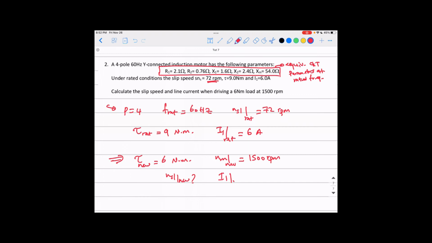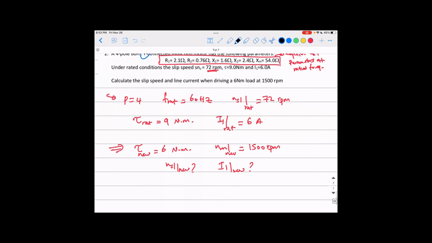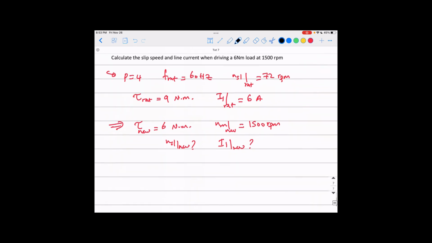I1 new. By the way, the line current shouldn't be I1, because I1 is basically the phase current. But for a Y-connected machine, which is by definition the connection of the machine here, the line current equals the phase current, so they're equal, no problem. But if the machine is delta connected, whatever you find for I1 as the phase current, you need to convert into line current by multiplying it by the square root of 3. Just small things that can get you wrong.